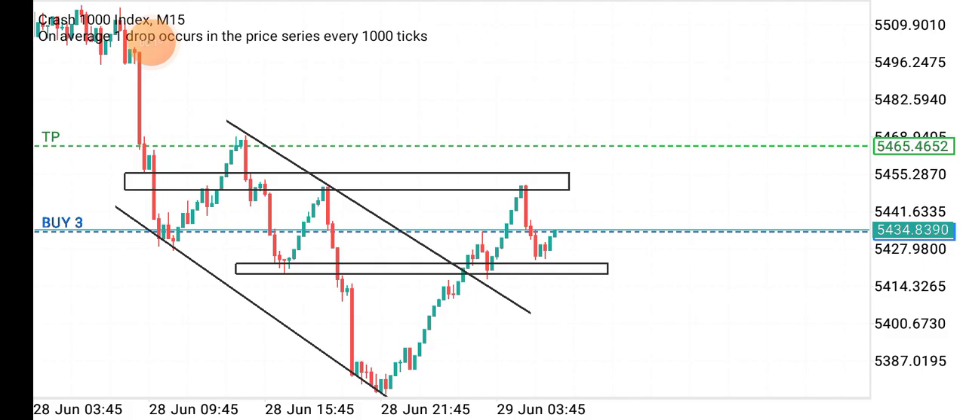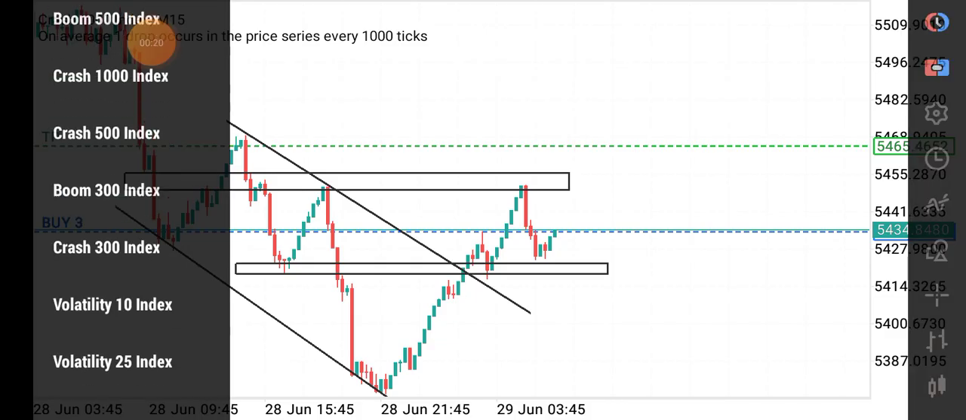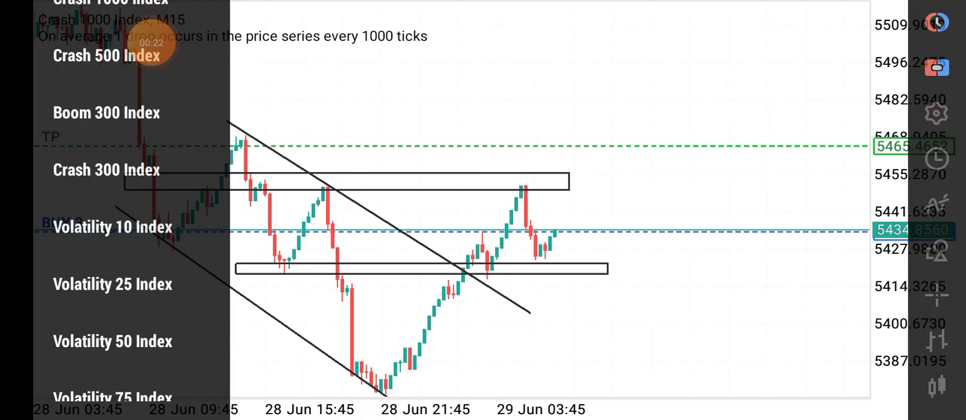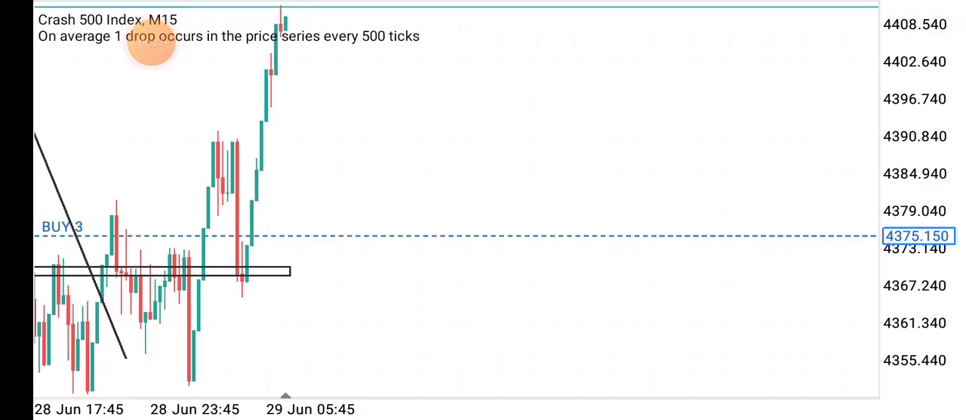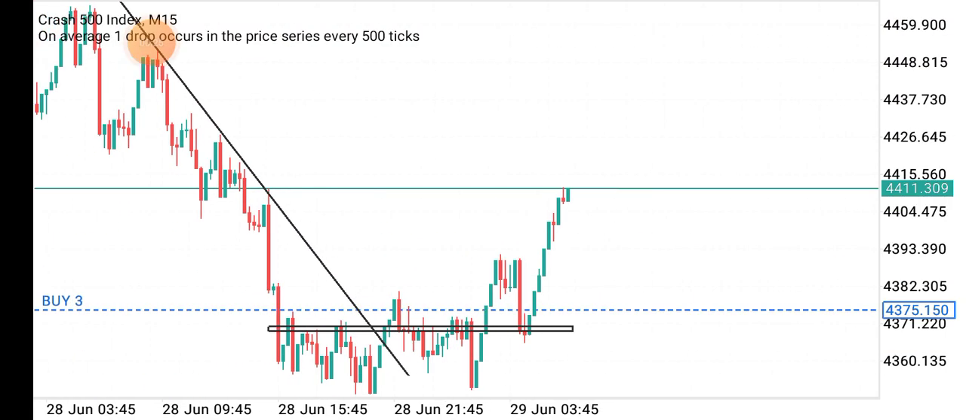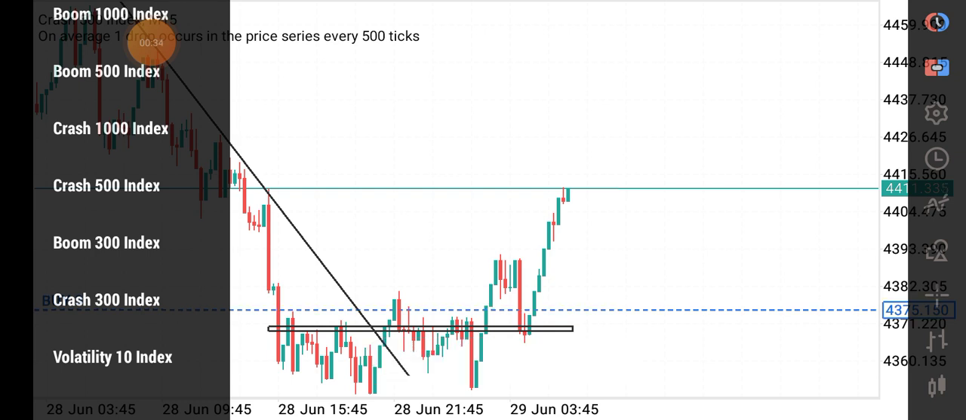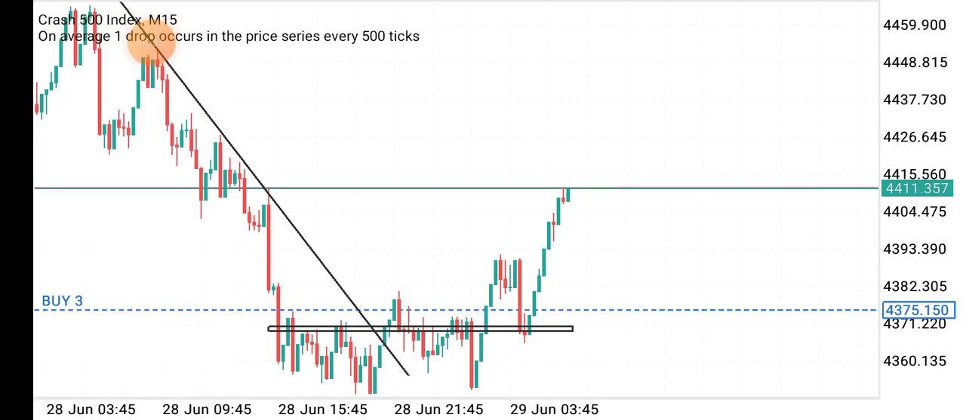Alright, so first of all, let's look at this Crash 500. As you can see, it is in deep profit. I closed about 3 positions already, and I decided to leave this one running on this demo account so I can use it for demonstration. I've already closed the trades on my real account when it was at $100 profit.